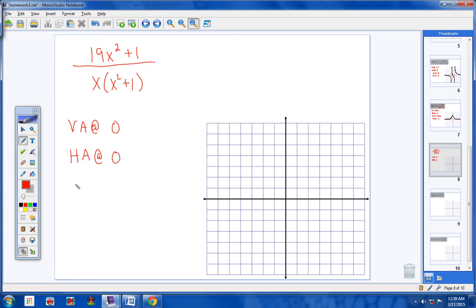Now your x-intercept would be, take the numerator and set it equal to 0 and solve, and you would get nothing. So there's not one. Okay? You had 19x squared plus 1 equals 0. I'm going to go really fast. Bring the 1 over and make it negative. So 19x squared equals negative 1. Now divide by 19. x squared equals negative 1/19.